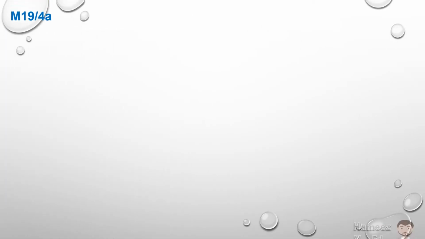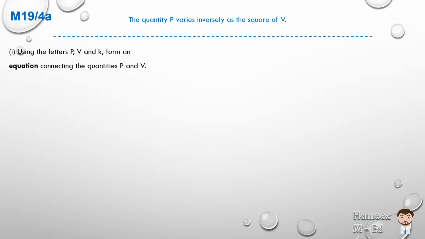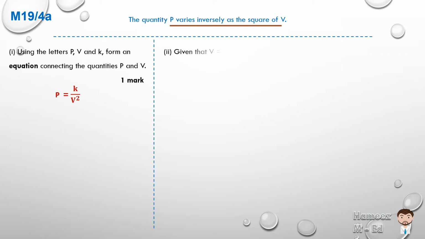May 2019, number 4a. The quantity p varies inversely as the square of v. Using the letters p, v, and k, form an equation connecting the quantities of p and v. So since they vary inversely, then we can write the equation p is equal to k over, what is it varies inversely with? V squared. Part 2. Given that v is equal to 3 when p is equal to 4, determine the positive value of v when p is equal to 1.